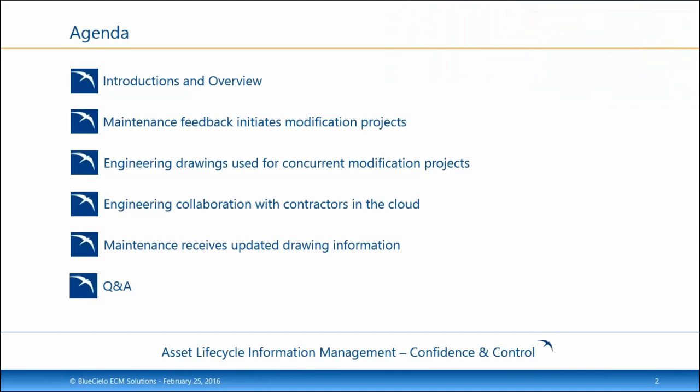I'm going to just briefly go through the agenda now so we can have an idea of what we'll cover today. So in order to fully understand a day in the life, we'll cover the process step by step through a guided scenario. To start, we'll cover how feedback from maintenance initiates a project. We'll then touch on engineering drawings being used in concurrent modification projects and collaborating with contractors in the cloud. We'll close the loop with maintenance receiving updated drawing information and bringing the process full cycle.